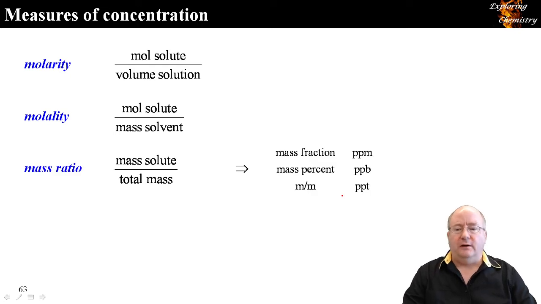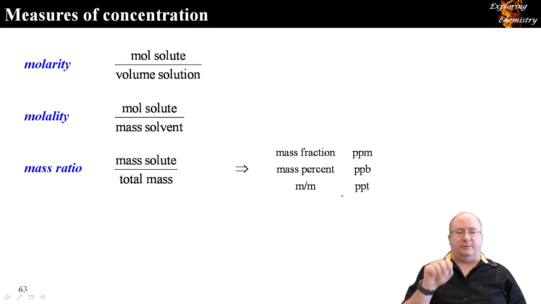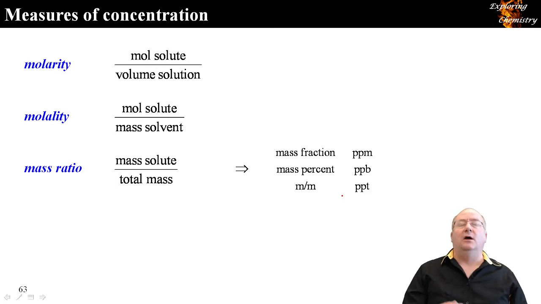Mass ratio, and the next three are actually more common in, well, analytical chemistry for some, but in society. Mass ratio is mass of solute over the total mass, and we see that as mass fraction, mass percent. Out on the labels that you find on products could be M/M, mass of solute over mass of solvent, total mass, excuse me. Parts per million, parts per billion, parts per trillion are all mass-based.